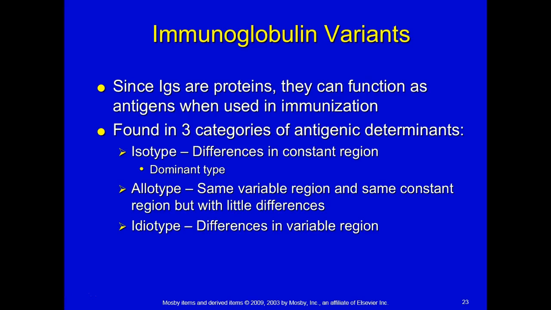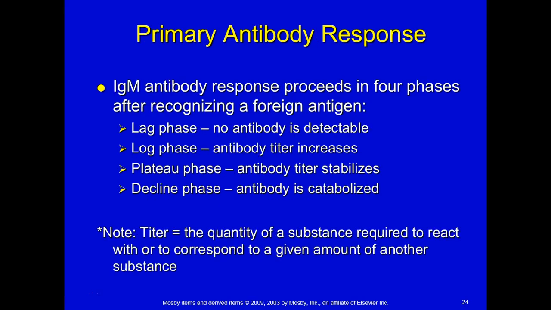in the isotype, if you're isolated, you're in a constant region. Allotype, all the same. Idiotype, you're variable. So those are nice ways to help memorize those.